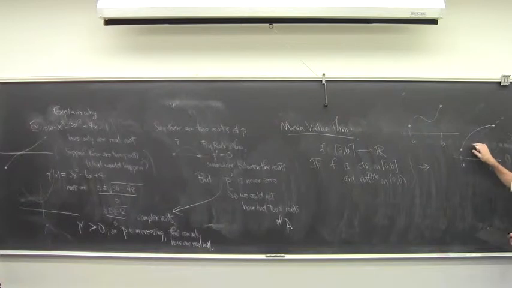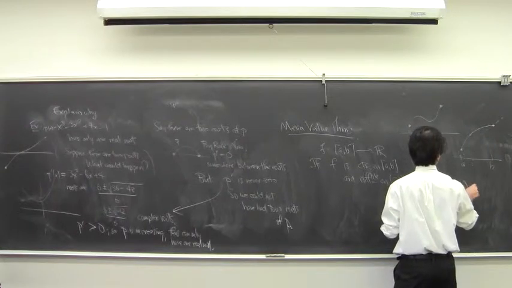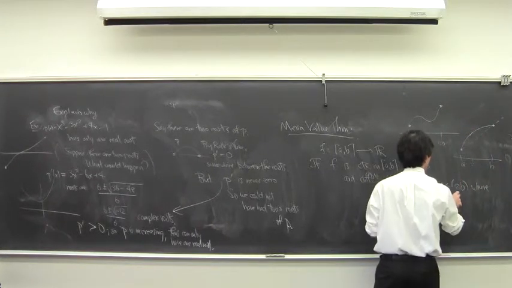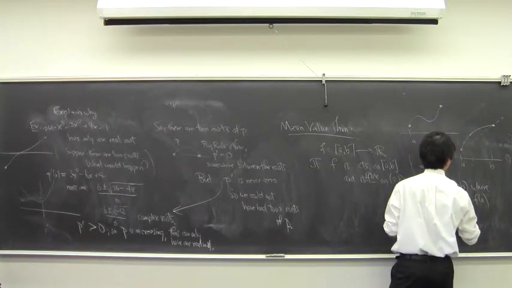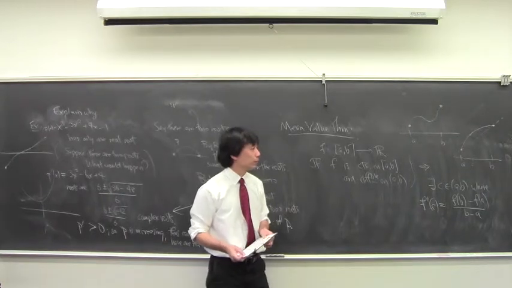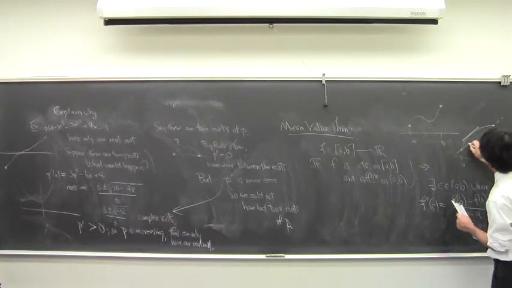So the conclusion is this. If you look at the slope of the secant line, there's some point where the slope of the tangent line equals the slope of that secant line through the endpoints. So there exists a place c where f prime of c equals the slope of the secant line. Well, the slope of the secant line is f of b minus f of a over b minus a. So there exists a place, c, where the instantaneous slope equals the average slope.